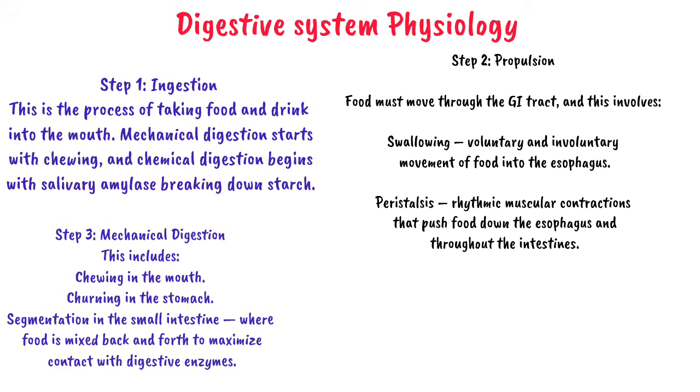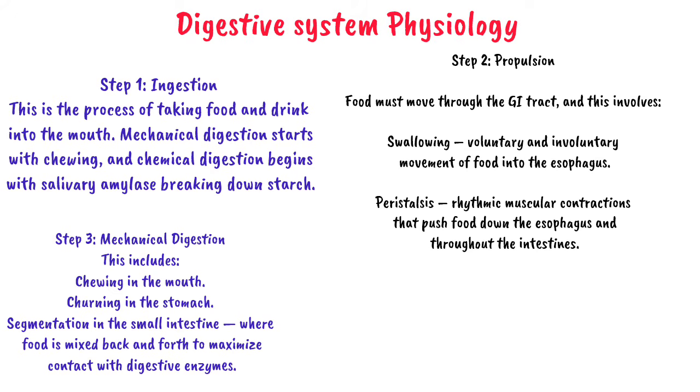Then step 3 is mechanical digestion, and this includes chewing in the mouth, churning in the stomach, and segmentation in the small intestines, where food is mixed back and forth to maximize contact with digestive enzymes.